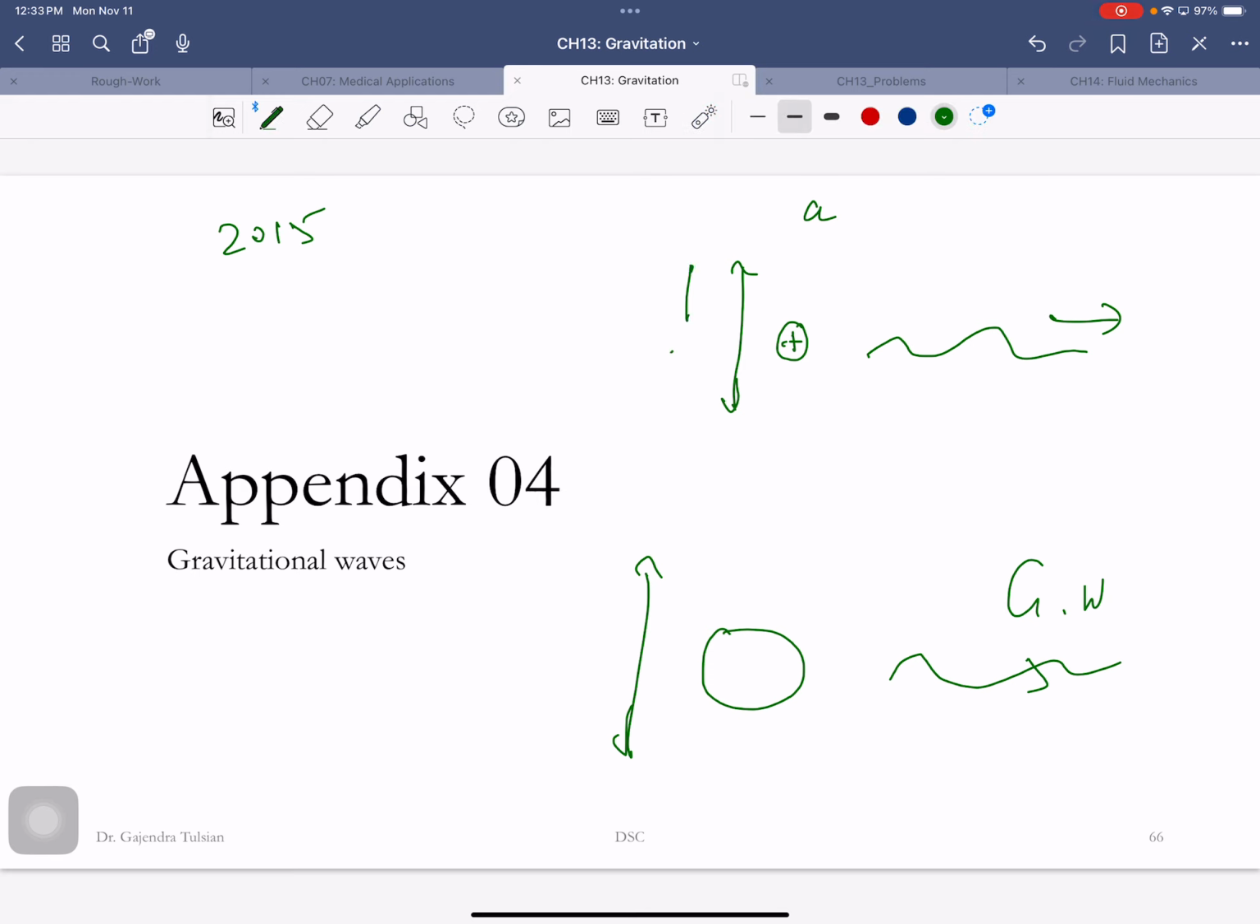So here's two pieces of metal, and essentially, you'll learn next semester, this acts like a capacitor, and this will emit electromagnetic waves.